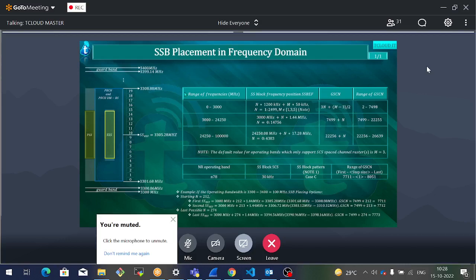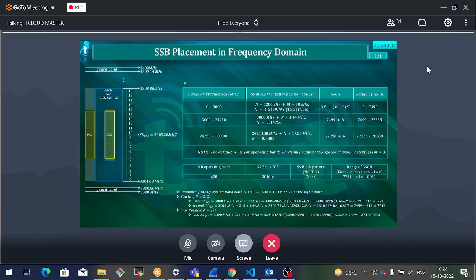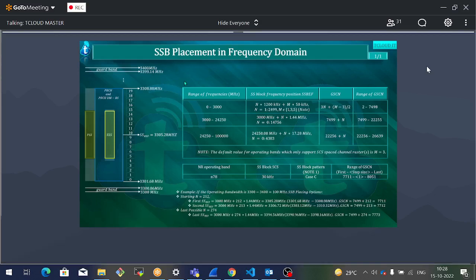What is the speciality of these PSS symbols? What kind of data does this PSS carry? That is the next topic that we are going into.